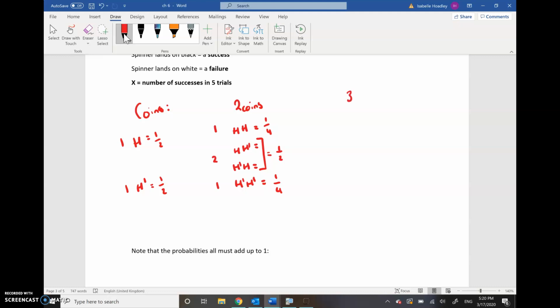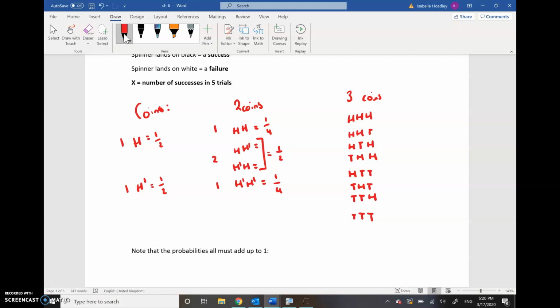Right? If we now look at 3 coins, we can either get 3 heads, 2 heads and a tail, 1 head, 1 tail, 1 head, a tail, a head, and a head. We can get a head and 2 tails. Okay, so I've gone into the tails, not heads, but that doesn't matter. We can get a tail, a head, and a tail, a tail, and a head, or we can get 3 tails. Okay, they're all the things that can occur.